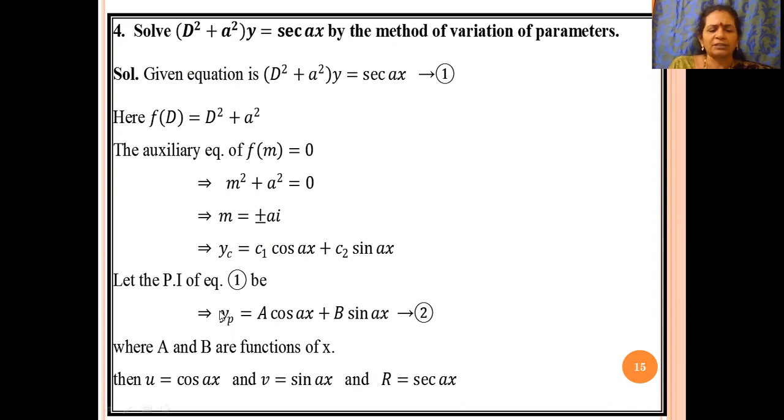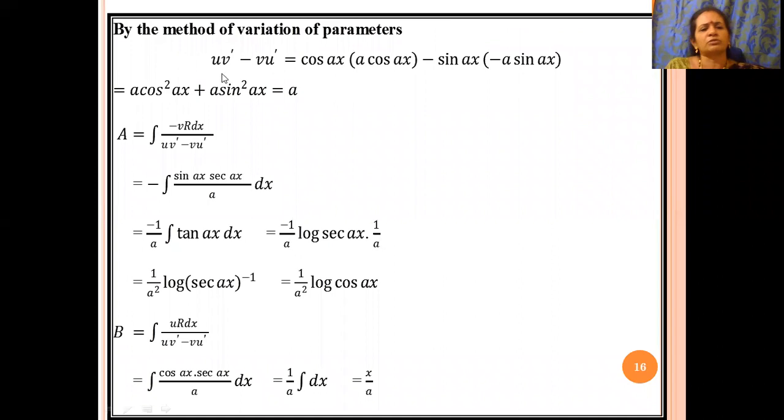After getting yc, write down yp, A cos ax plus B sin ax, where A and B are functions of x. U is equal to cos ax, v is equal to sin ax, r is equal to secant ax, right? Now after writing u and v, go to uv dash minus vu dash by the method of variation of parameters. So this value we got, right? Now find out the capital A value.